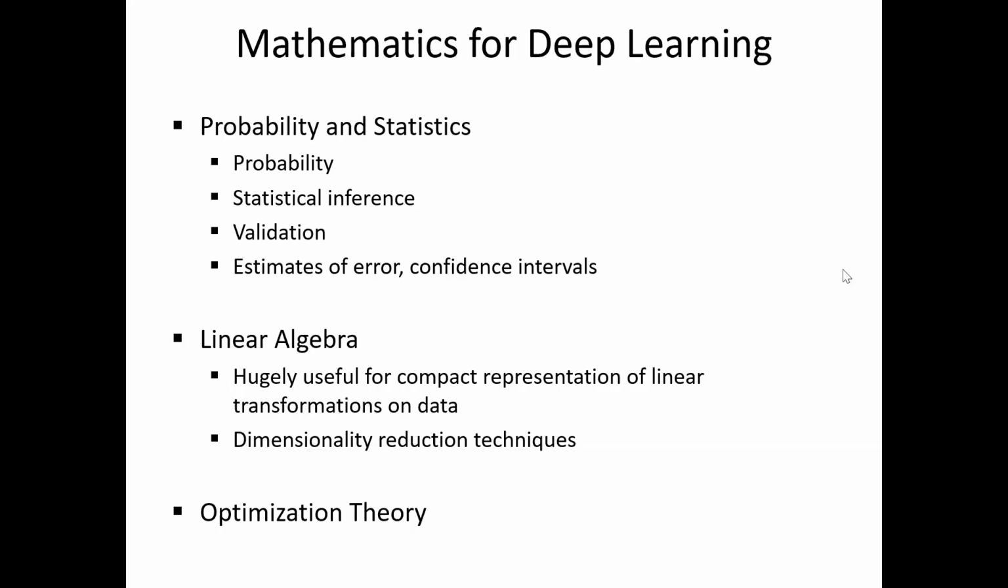Linear algebra is heavily used in deep learning, because we have to work with image data, video data, or any tabular data, and they can be converted into matrices. If I talk about an image, that may be converted into a matrix, and we need to perform different operations on that data. So it is hugely useful for compact representation of linear transformations on data. When you get an image, this is the raw data, so we need to transform it into a machine understandable format. That's why it requires a lot of mathematical concepts related to linear algebra.